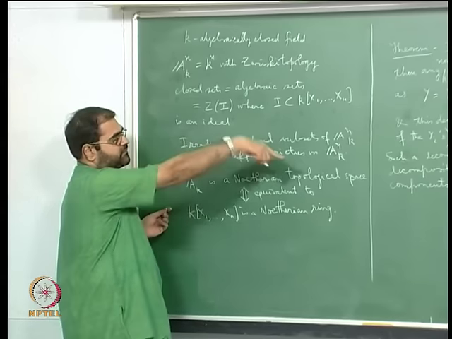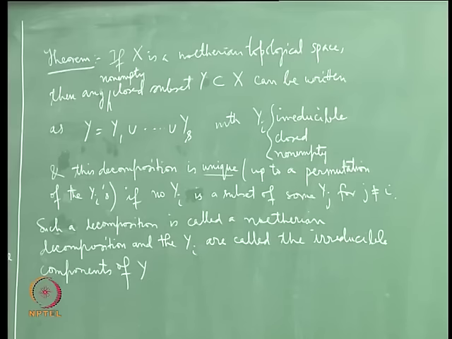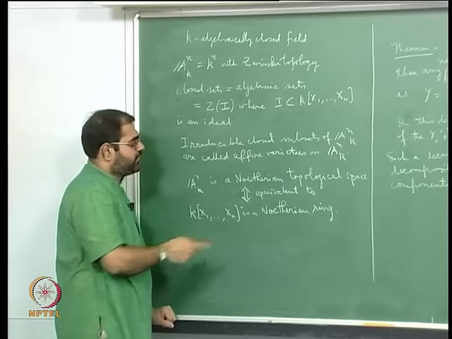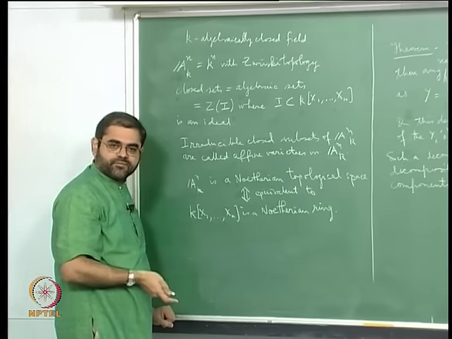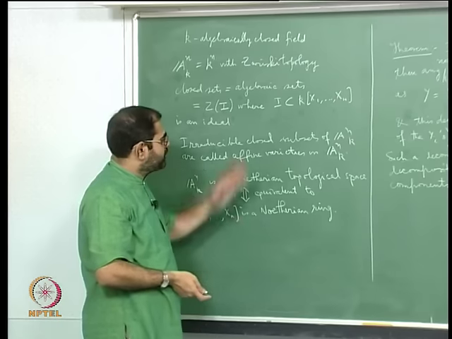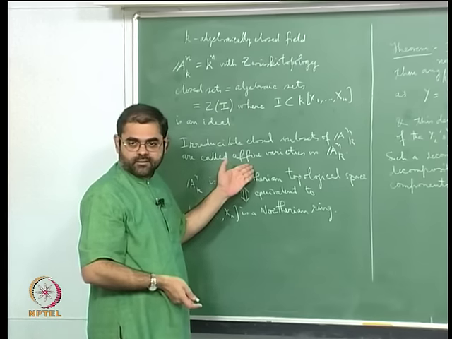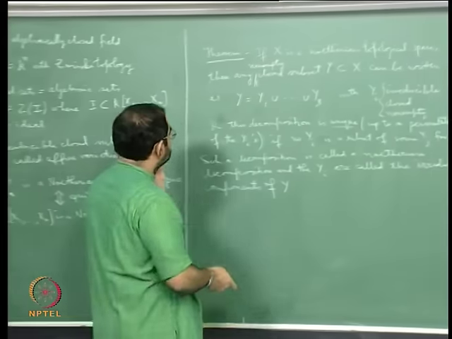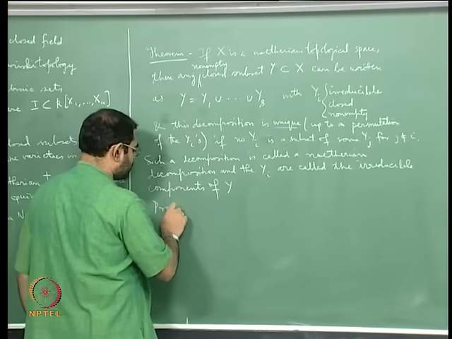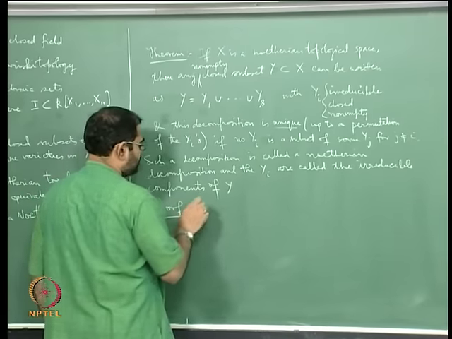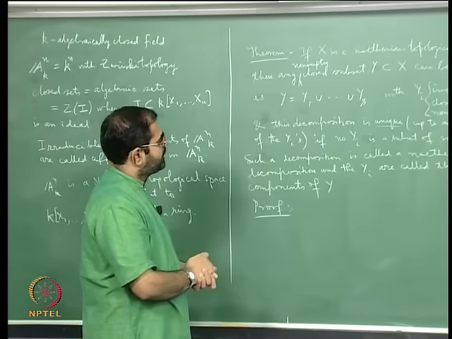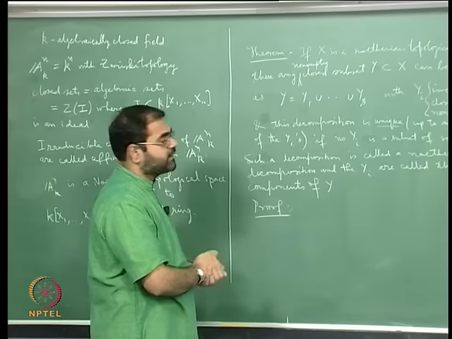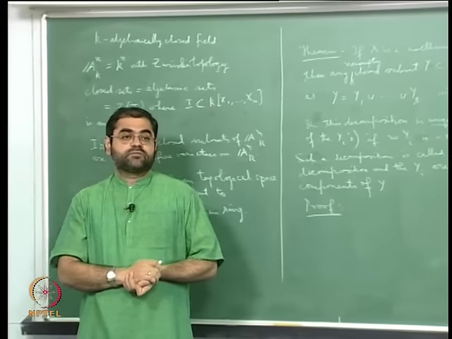So if you believe this theorem, you will immediately get that any algebraic set can be uniquely decomposed into affine varieties in this sense. So that proves the statement that we want. We want to prove this, and it's pretty easy to prove. The point I want to make is that here we are going to use the various other definitions of Noetherianness of a topological space.